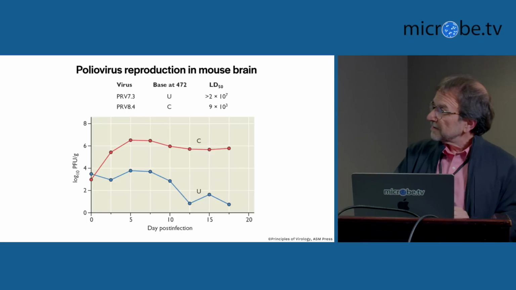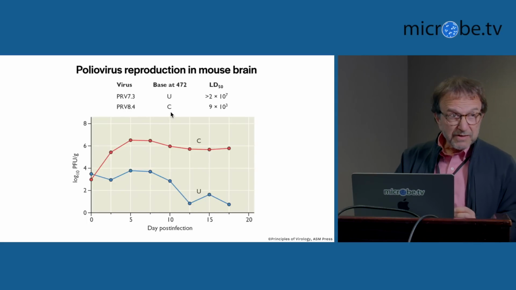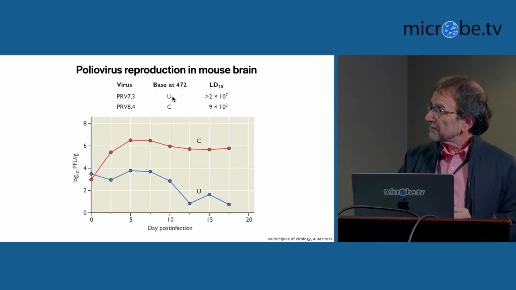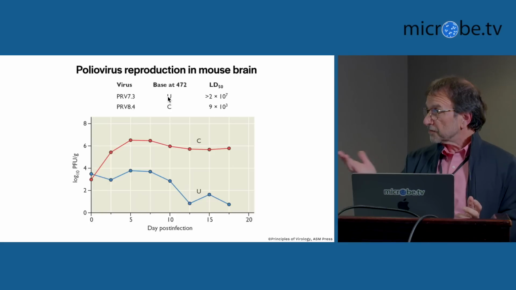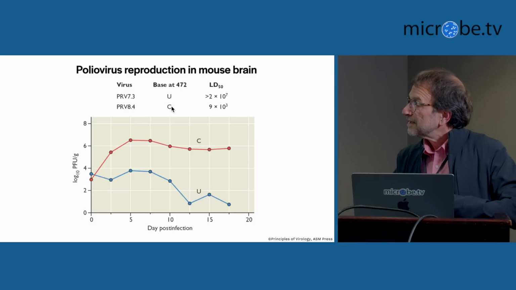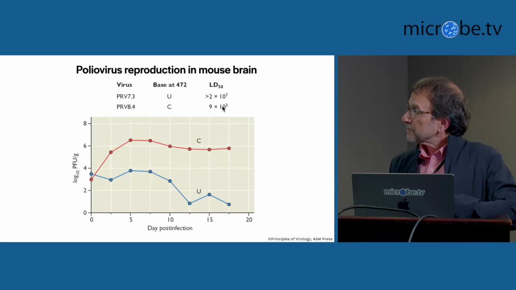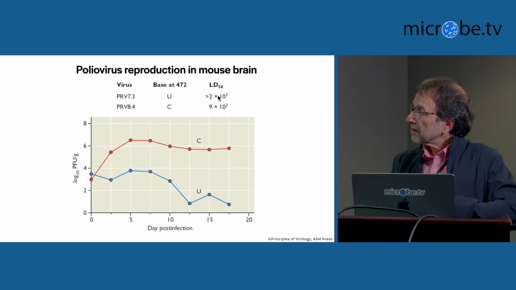We introduced these changes into the Lansing strain, as Jeff Allman mentioned this morning. We have two Lansing viruses that differ only by one base at 472, either a U or the C. The U from the vaccine strain, the C from the wild-type parent. And the C-containing viruses, the LD50 or the PD50 is 9,000 PFU. The U virus never paralyzes mice, no matter how much you put in.